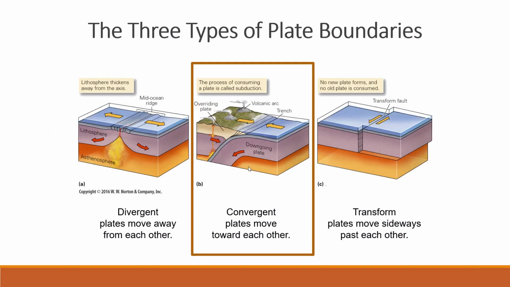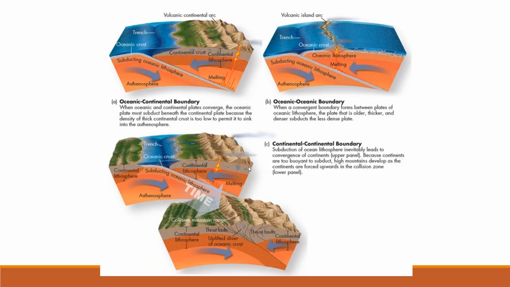So our three types of plate boundaries. We're going to start with convergent, because it's complex, I guess. I don't know why, I like to start with convergent. So convergent is where the plates are moving towards each other. They can move towards each other in different ways.